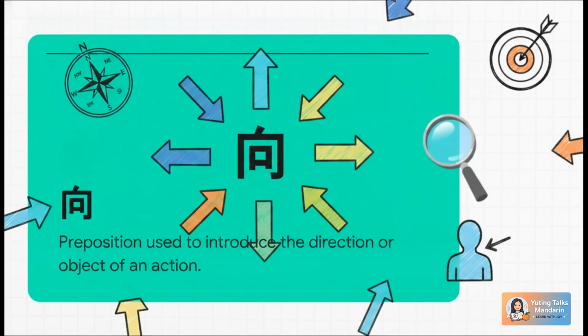So our hero for today is the character xiàng. Grammatically speaking, this is a preposition, but I don't want you to just think of it as some boring textbook term. Instead, I want you to visualize xiàng as a giant arrow. Oh, an arrow. I really like that visual. Whenever you use this word, you are essentially pointing an arrow. You're either pointing that arrow at a physical direction, like north, south, east, or west, or you're pointing it at a specific person who is the target of your action. It is all about introducing the direction or the object of whatever action you're taking.